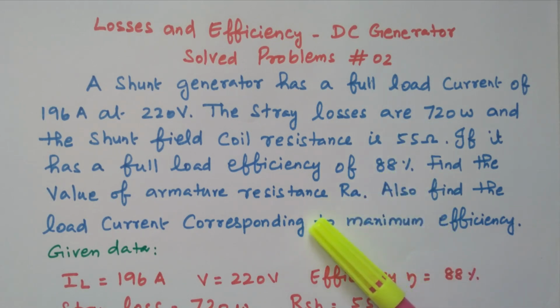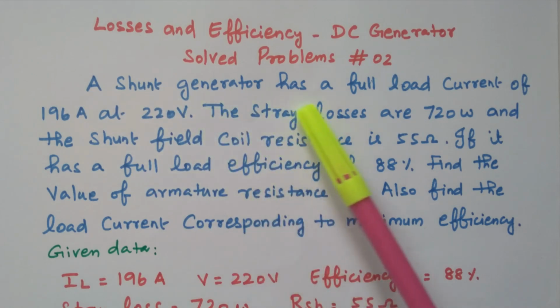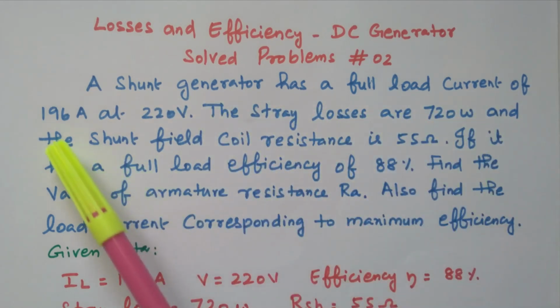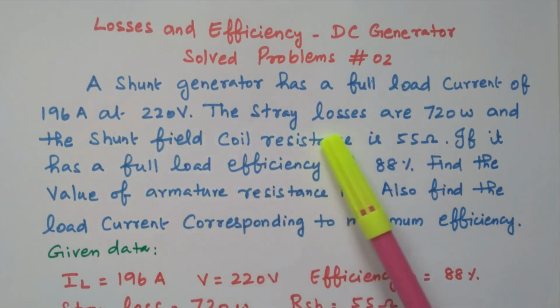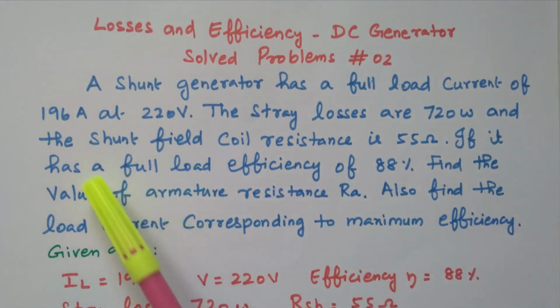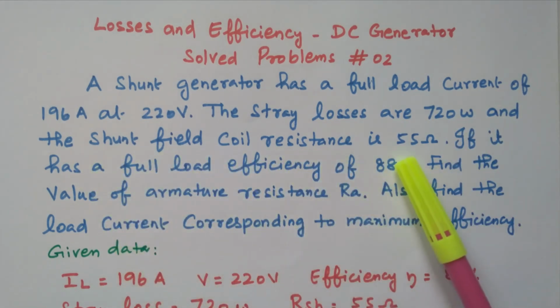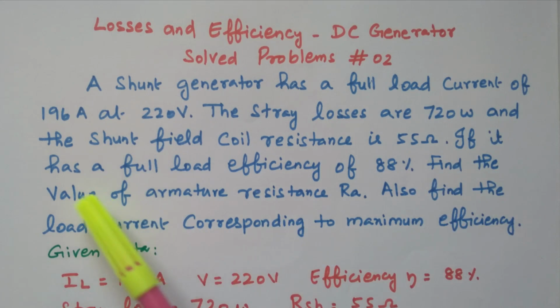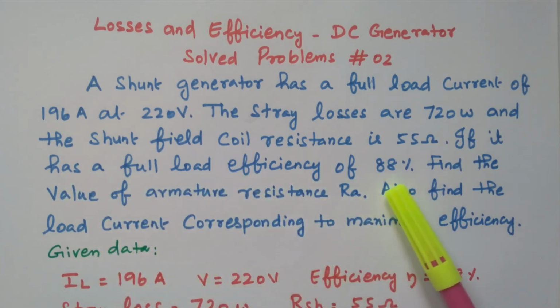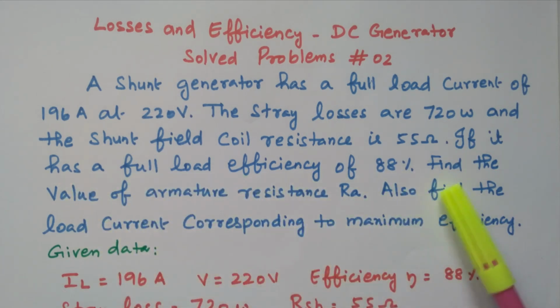Now we'll go to the problem. A shunt generator has a full load current of 196 ampere at 220 volts. The stray losses are 720 watts and shunt field copper resistance is 55 ohm. The stray loss is nothing but mechanical, windage and friction loss. If it has a full load efficiency of 88%, find the value of armature resistance RA. Also find the load current corresponding to maximum efficiency.